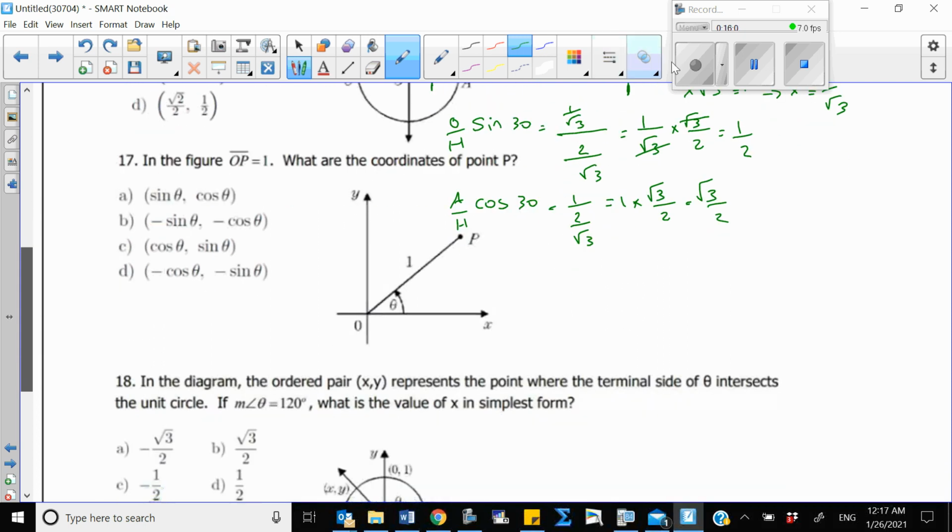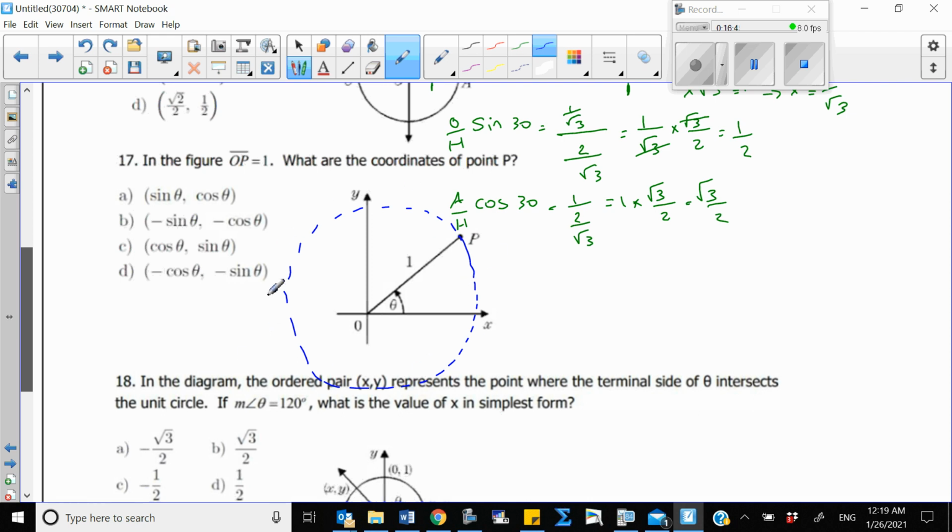Next, let's work on this question. Question number 17 says, in the figure, OP is equal to 1. What are the coordinates of P? Okay, so here I have this line, which is equal to 1. So I can make a circle using that line. Basically I have made the unit circle here.